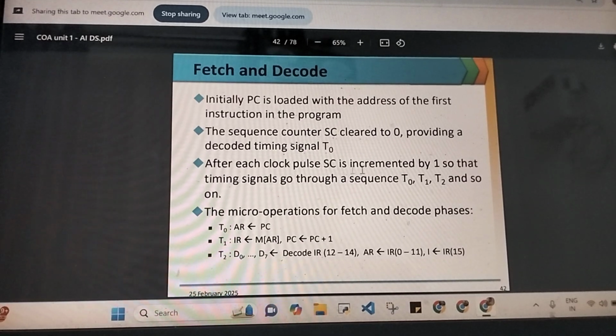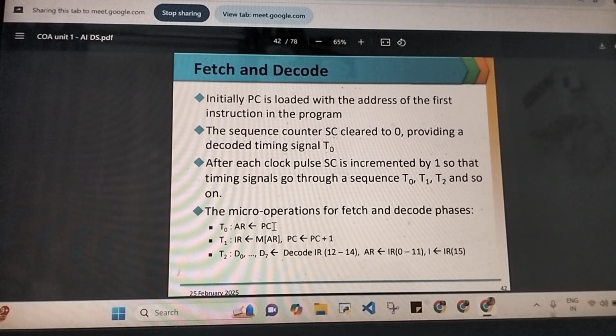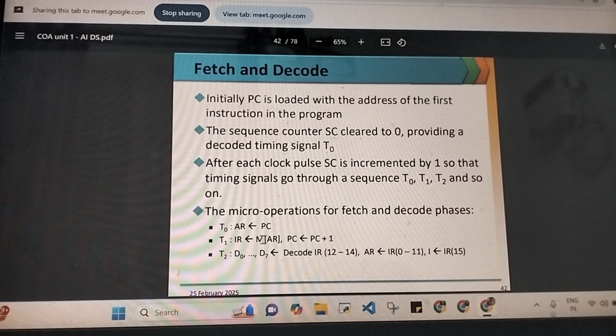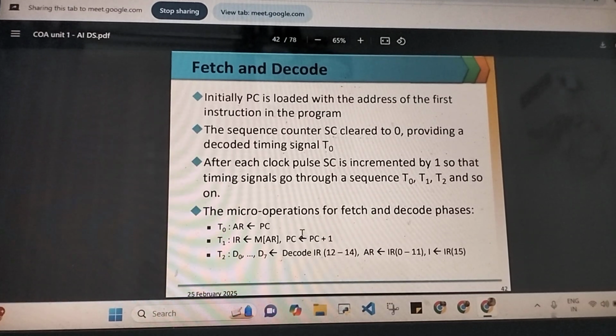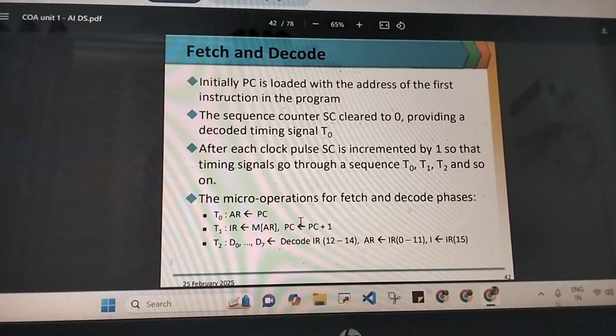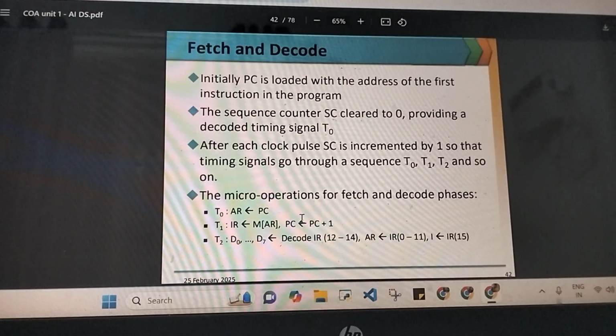The same thing is given in this slide. The program counter has an address that goes into the memory address register. It is picked up, and then the address part of that goes into the IR. The PC is incremented to point to the next instruction. Meanwhile the IR now has the whole instruction, so that will be decoded.